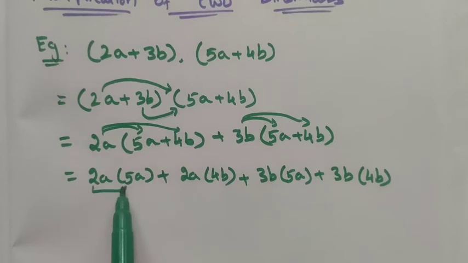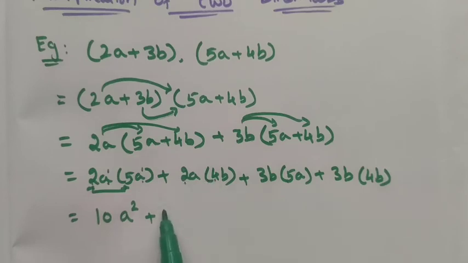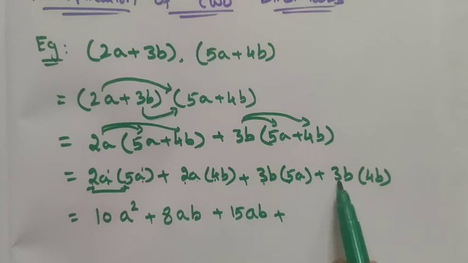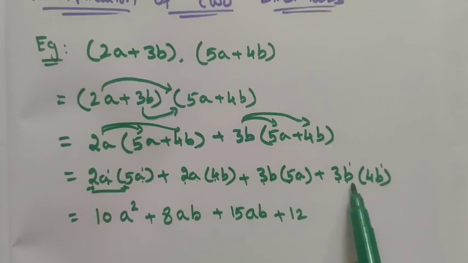Now the numerical factors, 2 into 5 is 10, a into a. Here we have a power 1, here also a power 1. 1 plus 1 is 2, that is a square, plus 2 into 4 is 8, and then here we have a, here we have b. a and b should not be multiplied, we keep a and b as they are. Plus 3 into 5 is 15ab, plus 3 into 4 is 12, b into b. Here we have power 1, here power 1. Both variables are the same, right? So b square.